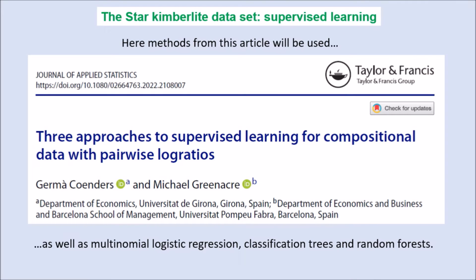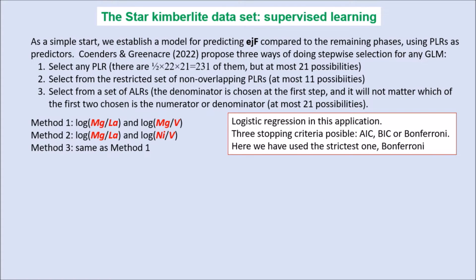And now for supervised learning, where a response variable is available. Methods from this paper will be used by Jean-Marc Coendes and myself, as well as multinomial logistic regression and various tree methods. The response variable will be the 5 phase groups that we want to predict from the mineral compositions. First, the prediction of EJF. Since it is the important diamond-bearing phase, hence using logistic regression.